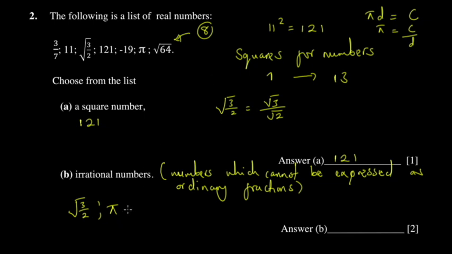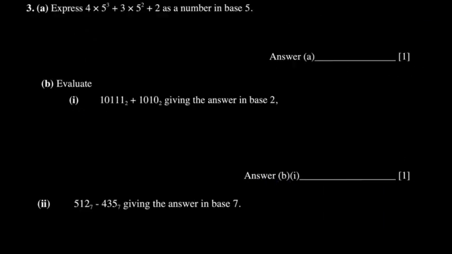So these are the two irrational numbers, because this one just gives 8. So the two irrational numbers would be 3 over 2 and pi, which makes sense anyway because they just gave you 2 marks here. Let's quickly move to question 3.